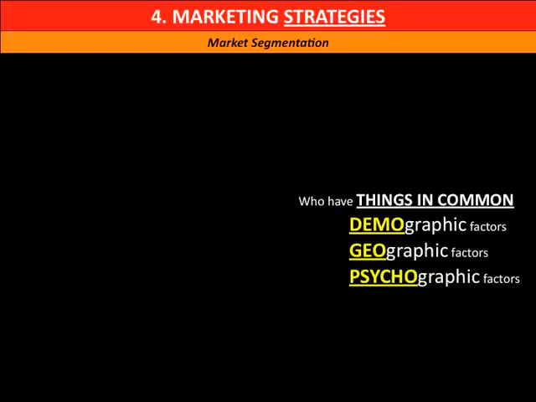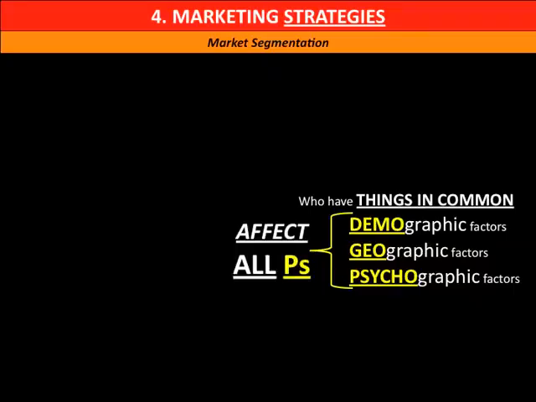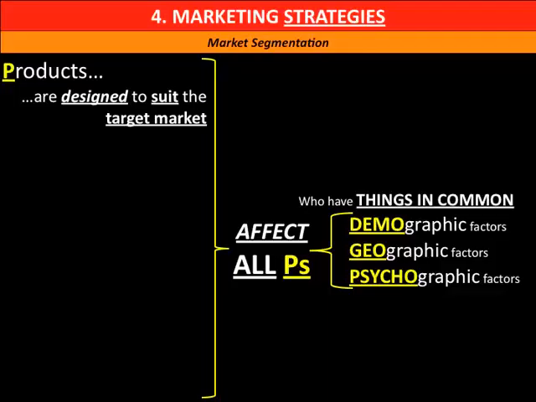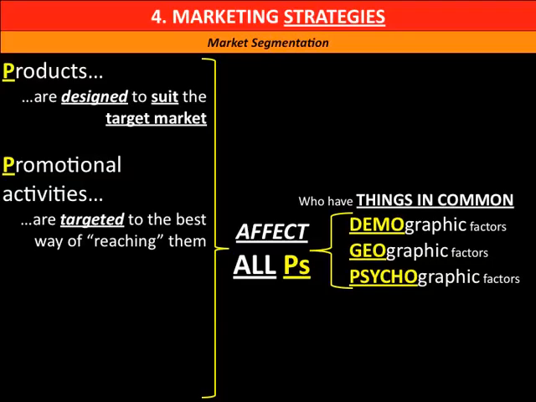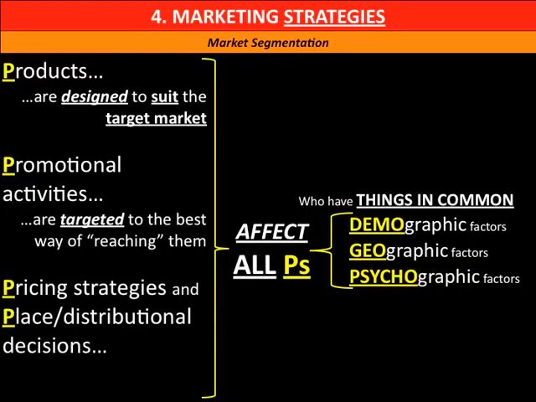Now, each of those is going to affect all the Ps, right? They're going to affect the products because the products need to be designed to suit the target market. So when you've split it up by those demographic, geographic, psychographic factors, then the product has to be designed to suit the people who have those things in common. You've also got promotional activities being targeted to the best way of reaching those people, right? So if you've got a geographic issue, you need to target that particular geographic group.